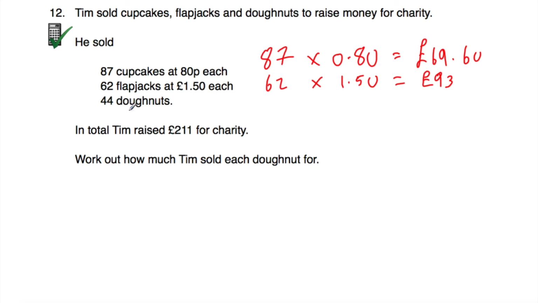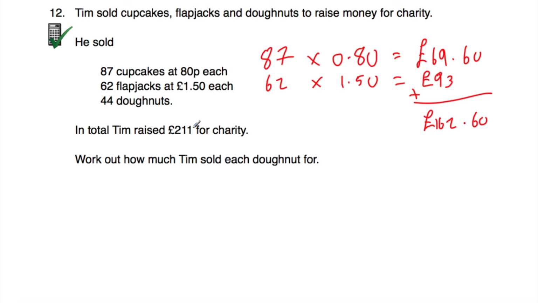And he sold 44 donuts. Now, in total, he raised £211 for charity. So if we add these two amounts together, the amount of money that he made by selling the cupcakes and the flapjacks, let's see what we get. That's equal to £162, so £162 and 60 pence. So that's how much money Tim raised by selling the cupcakes and the flapjacks.